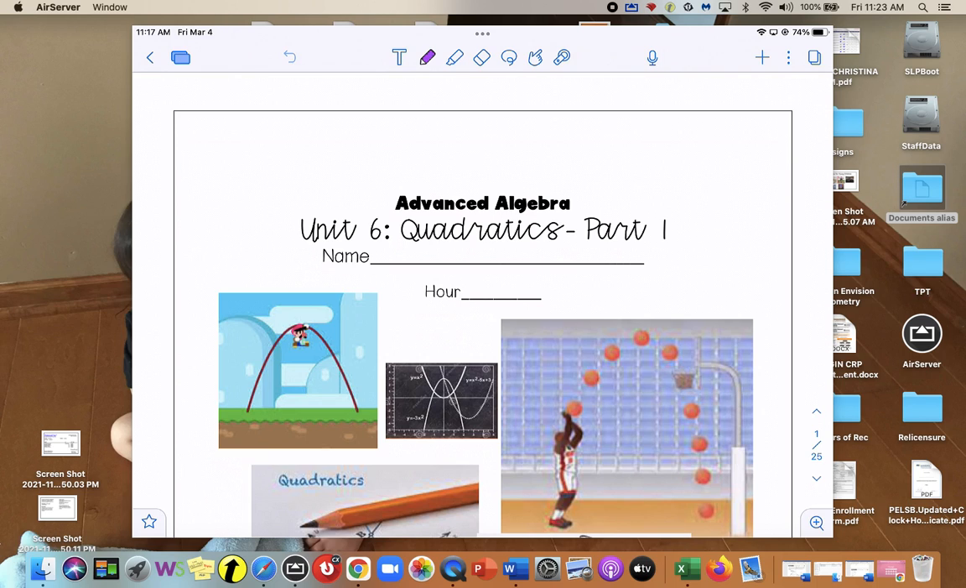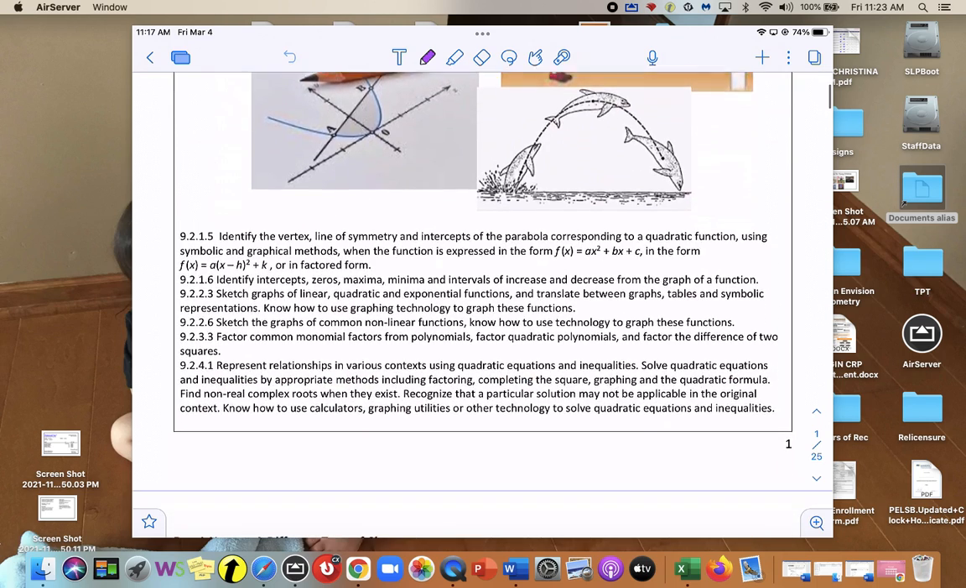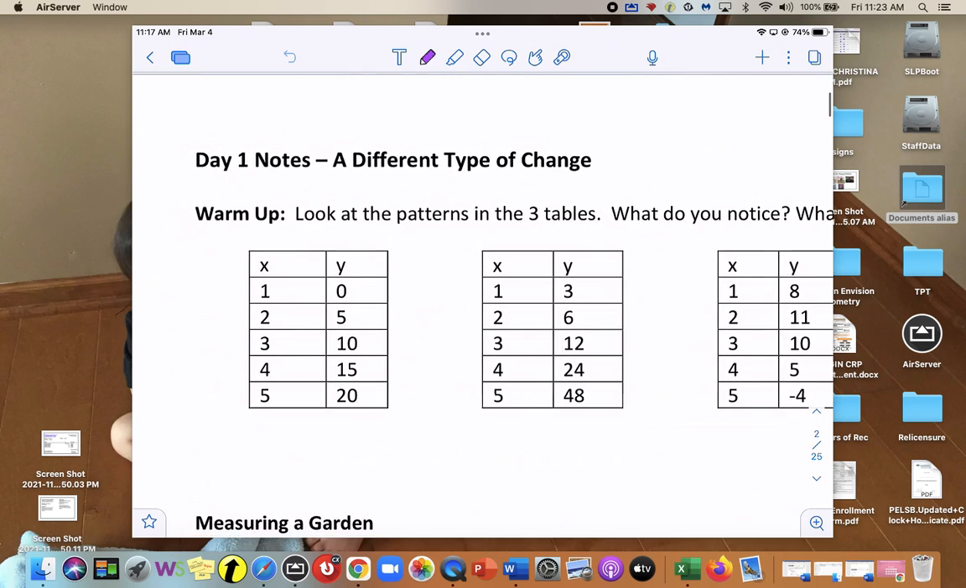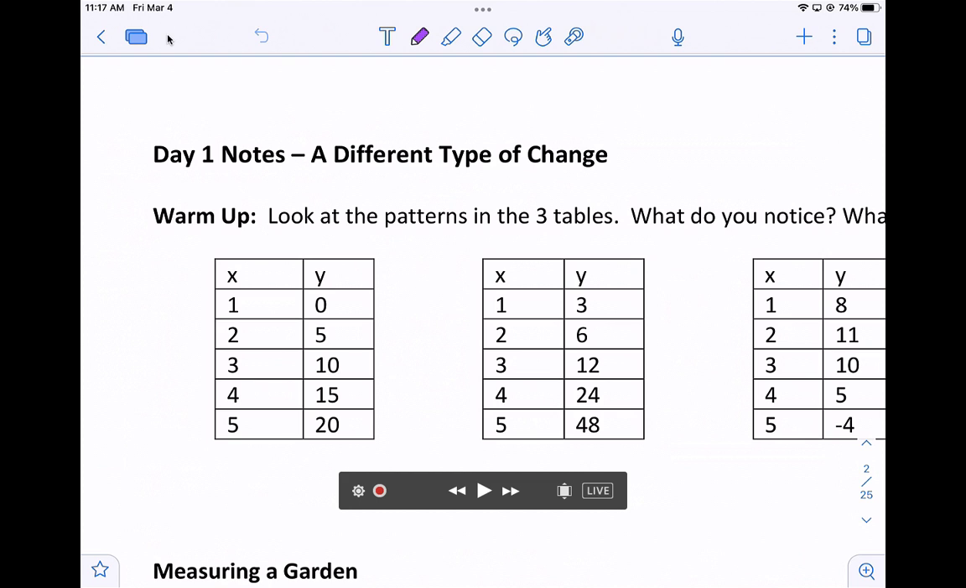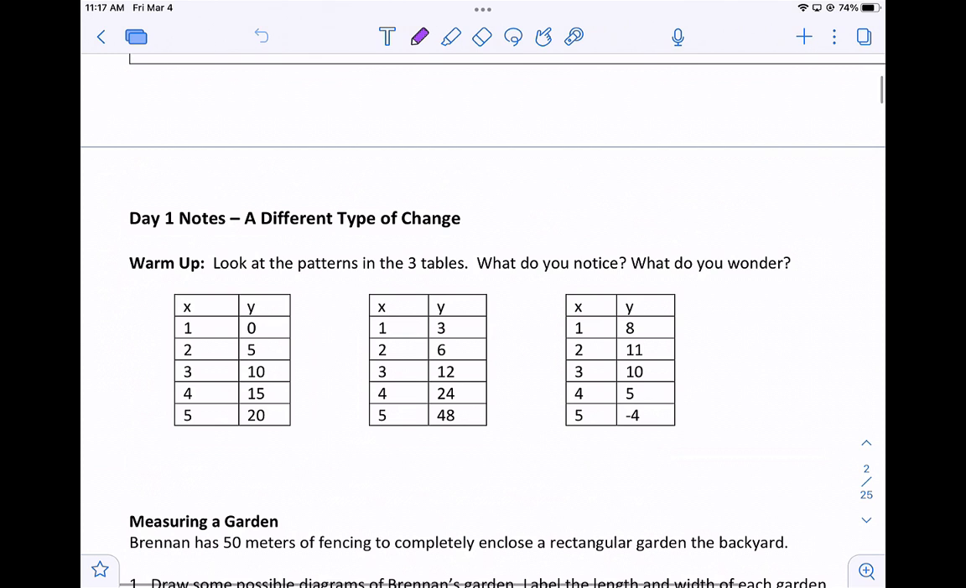We'll be looking at quadratics. So our first section is we're going to look at patterns, and the notes are called a different type of change. So for the warm-up, look at the patterns in the three tables. What do you notice? What do you wonder?